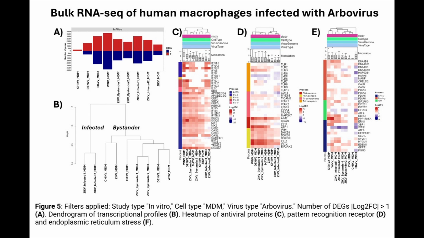Importantly, we see that the transcriptional signature of infected cells differs from that of bystander cells. Furthermore, bulk RNA-seq data from mixed populations of infected and bystander cells predominantly reflects a bystander cell transcriptional signature. We can explore multiple signaling pathways, such as interferon signaling, pattern recognition receptors, or stress signaling pathways.